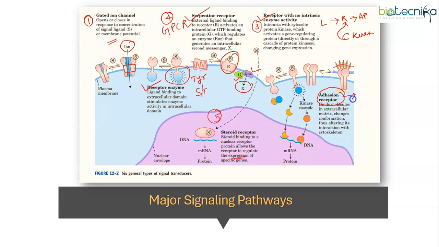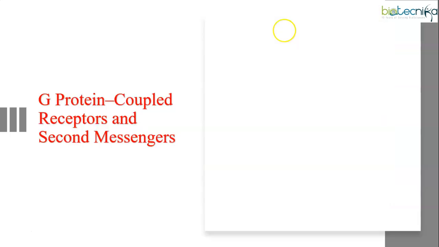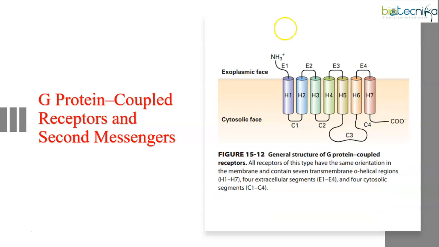Now this is related to ECM proteins, wherein the ECM proteins serve as the ligand and bind to the cell surface receptor, that is integrin, and this generates the response. So in this session, I'll be focusing on these three pathways, that is receptor enzymes, GPCR, and receptor without enzymatic activity. So the first one is G protein coupled receptors.